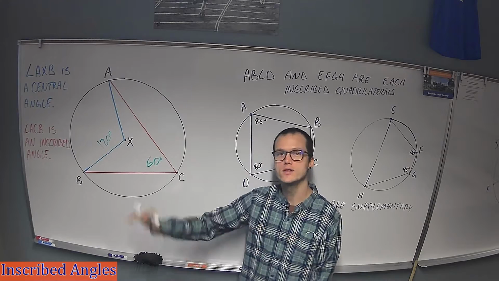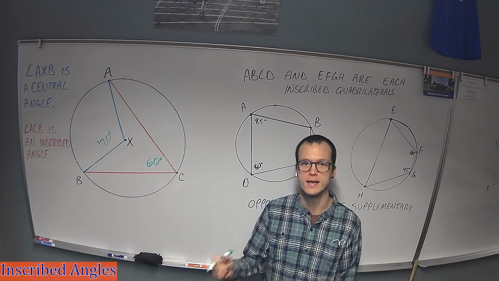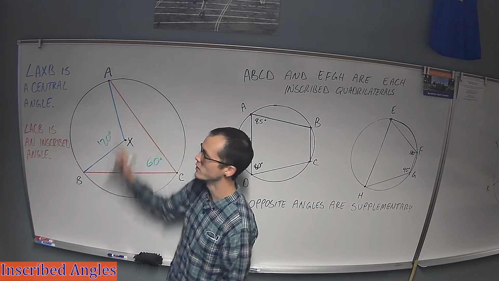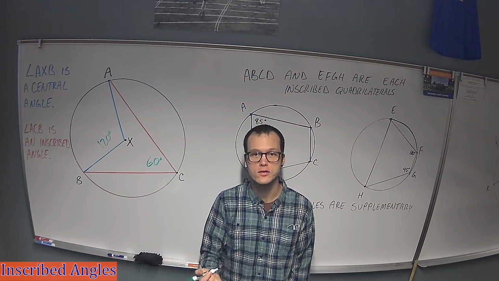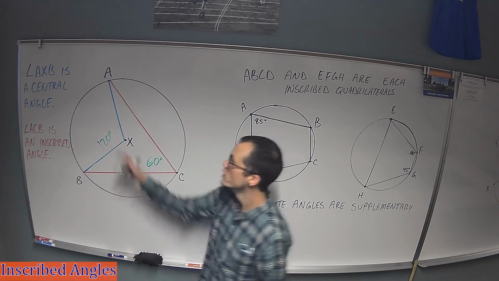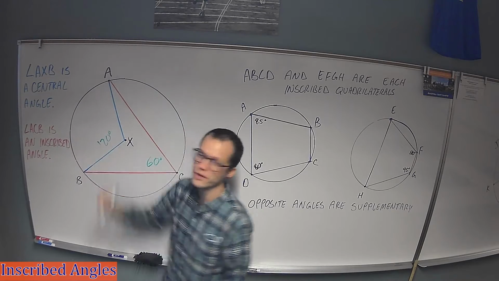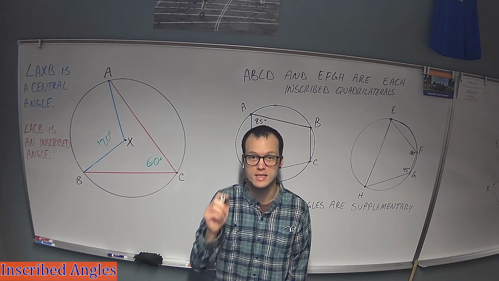That's going to be true every single time you have a central angle and an inscribed angle that meet at the same points on the circle. Another way to say that is that they intersect the same arc. So in this case, arc AB is the arc that they both intersect, the minor arc specifically.